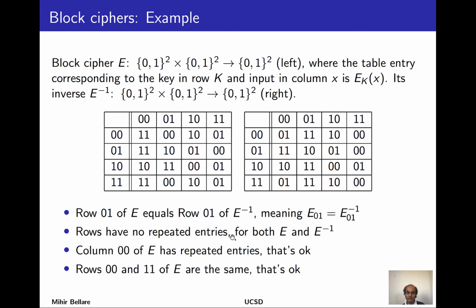Rows have no repeated entries. That's a requirement. Why is that? Because that's what guarantees the permutation property for any given key. It will be true both for the cipher and for its inverse.